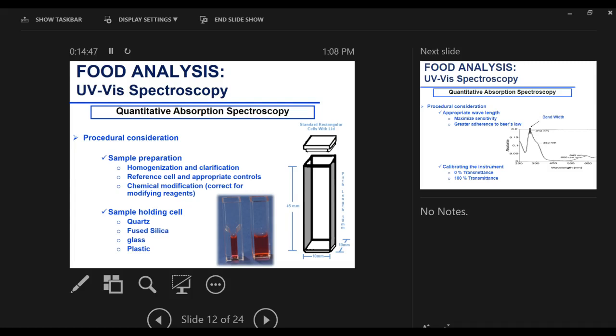But sometimes you have sample limitation. You don't have enough sample. So there are unique cuvettes that have dimensions that allow you to put your small amount of sample and still have the desired height where the light can actually go through the sample, not just above the sample.